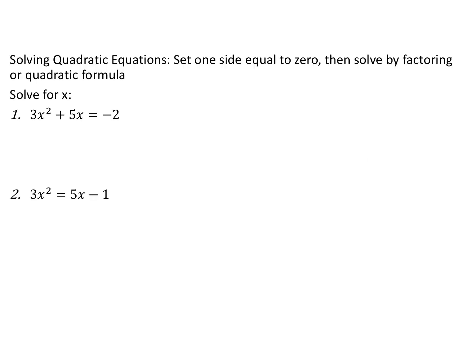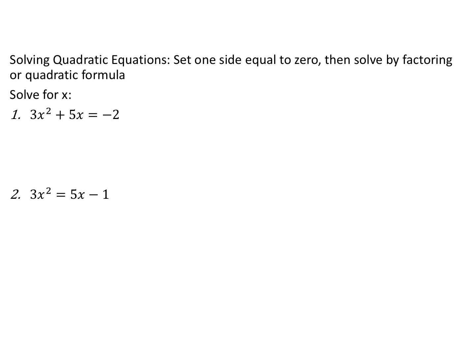The first type of equation we're going to solve is quadratic equations. In order to solve quadratic equations, we set one side equal to 0, and then there's two methods. First, we want to check to see if it factors, and if it does, we factor and utilize the zero product property. If it does not factor, we can utilize the quadratic formula.